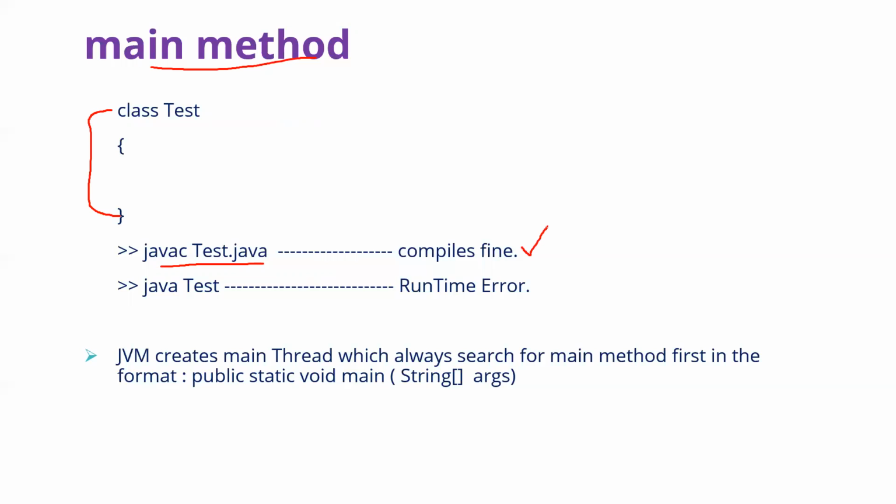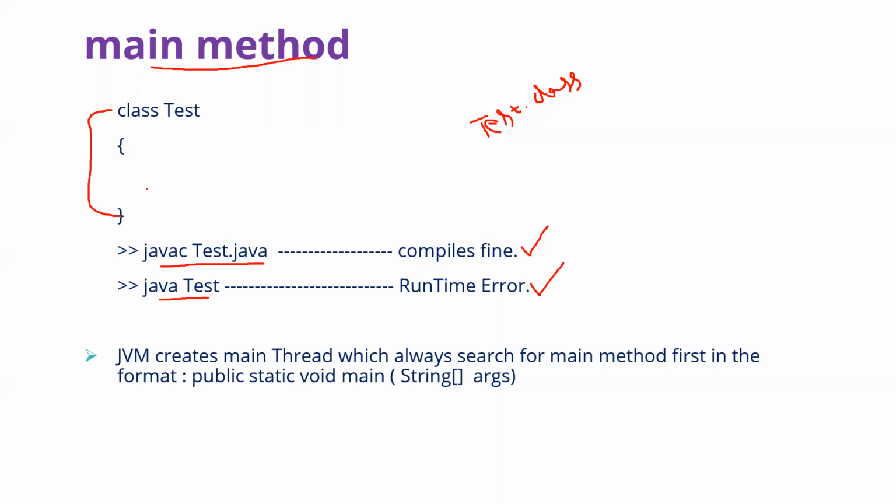It compiles fine, and I will get a file which is called Test.class file, which is nothing but bytecode. Test.class file I will get whenever I compile. But whenever I'm trying to run this, whenever I'm going to type the command java Test, I will get a runtime error because the JVM always checks for the main method first.